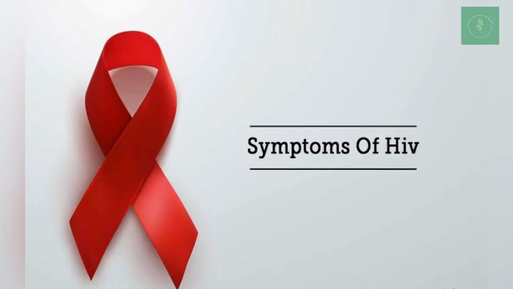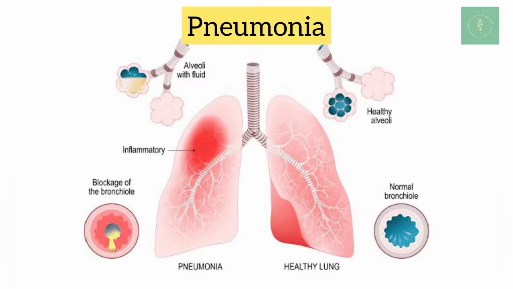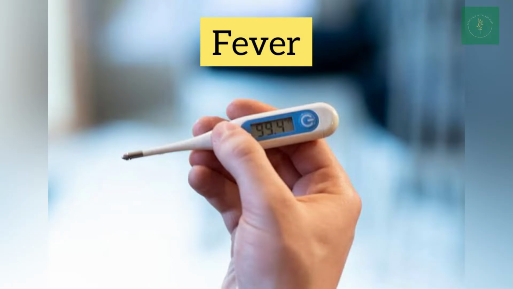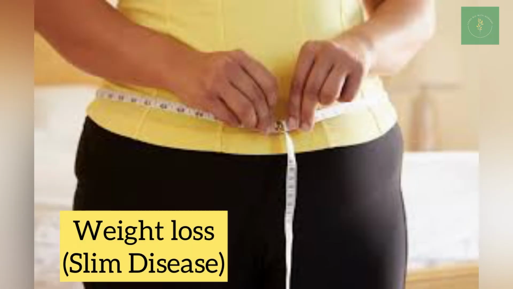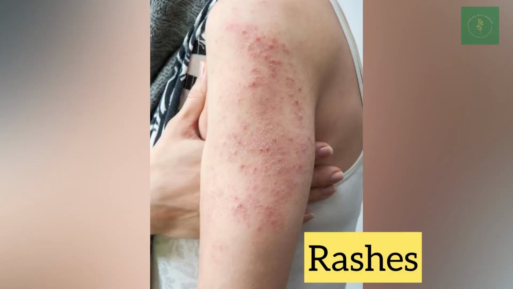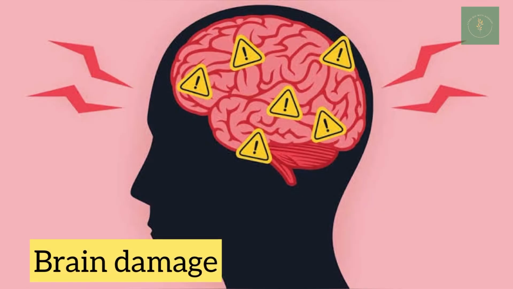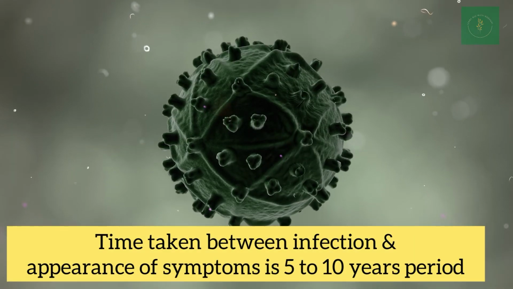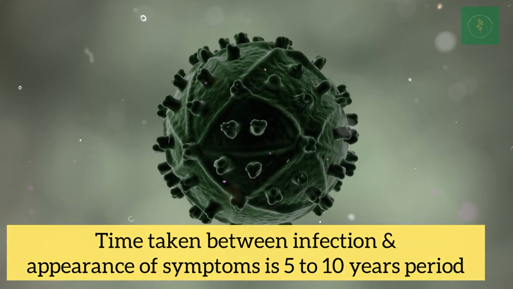Symptoms of HIV. An individual suffering from HIV can show pneumonia, tuberculosis, fever, diarrhea, weight loss, which is why it is called slim disease, rashes, ulcers over the whole body, finally leading to brain damage. The time period between infection and the appearance of symptoms is 5 to 10 years.